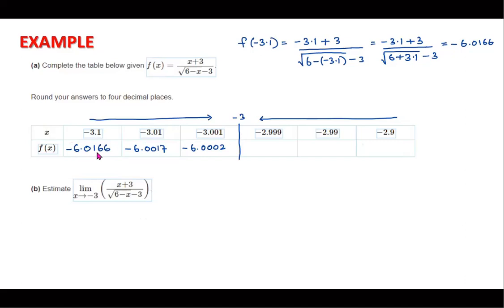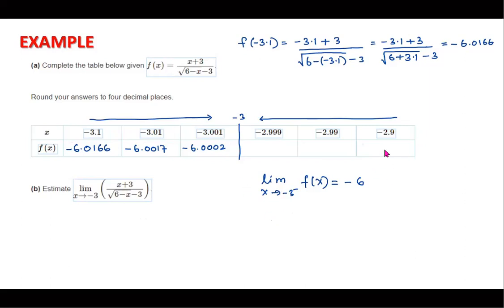Here we have negative 6.0166, now it becomes negative 6.0017, so very close to negative 6 again, and now it is still closer. So what we can say is the limit from the left-hand side, we write it like this: the limit as x approaches negative 3 from the left of that function is equal to negative 6. So the left-hand limit is negative 6.